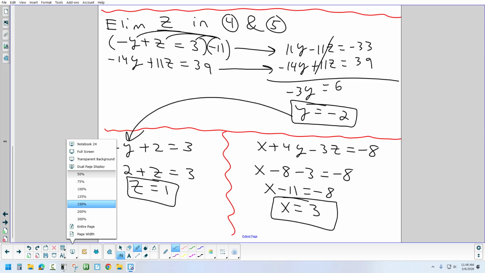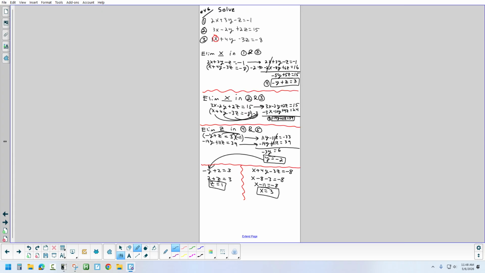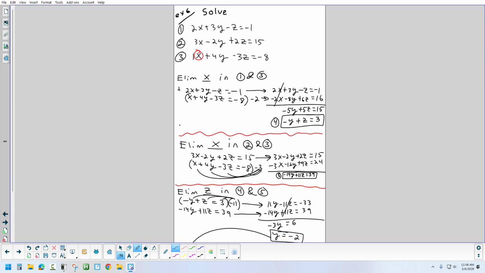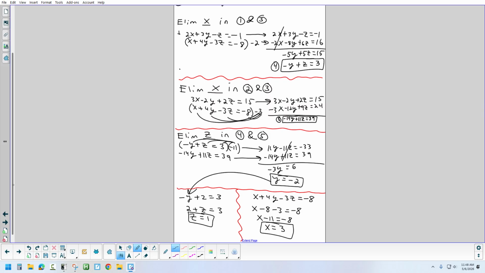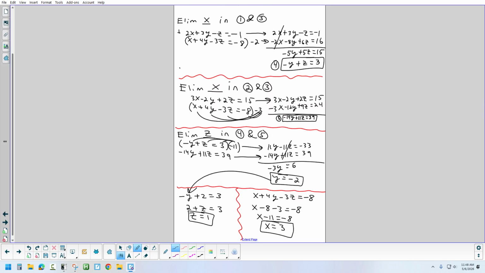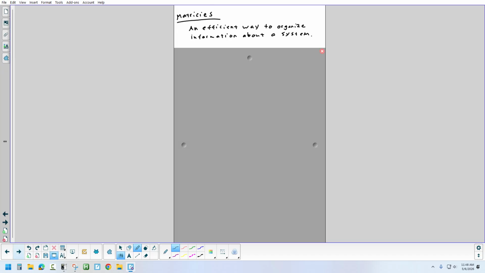And that's pretty much how it goes every time. So you eliminate to create a new equation, eliminate to create a new equation again, and then eliminate in the two equations you just made, and then you can get all your answers. But that's as organized and as compact as I can make it using elimination. Any questions on any of the steps? Okay.